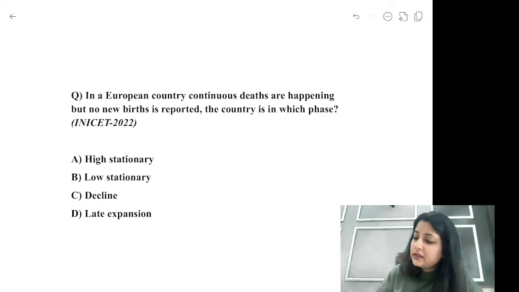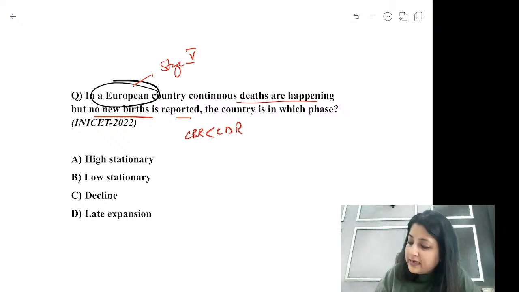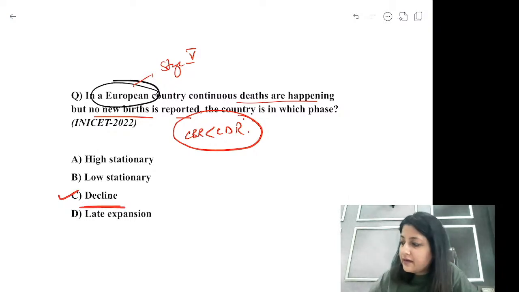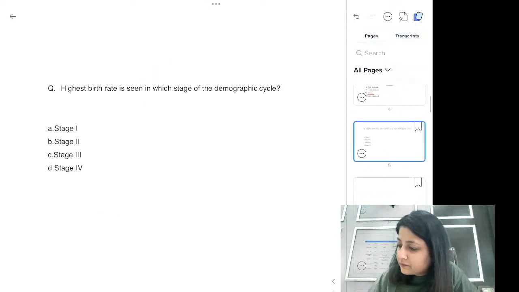Okay. European country is a very big buzzword. This means it is stage 5, and over here no new births are reported. Okay, but the deaths are happening. So what is it? CBR is below CDR. So what is this phase, everybody? This phase is the declining phase. Okay, CBR is below CDR. Okay, let's go to the next MCQ for the day.